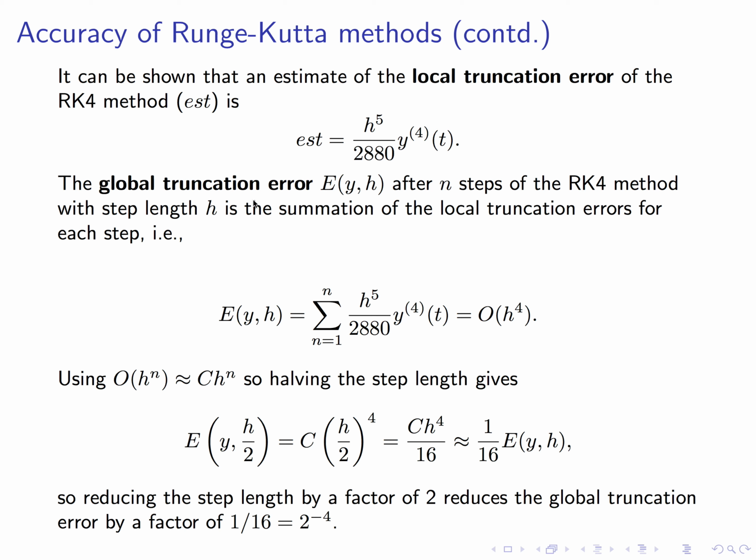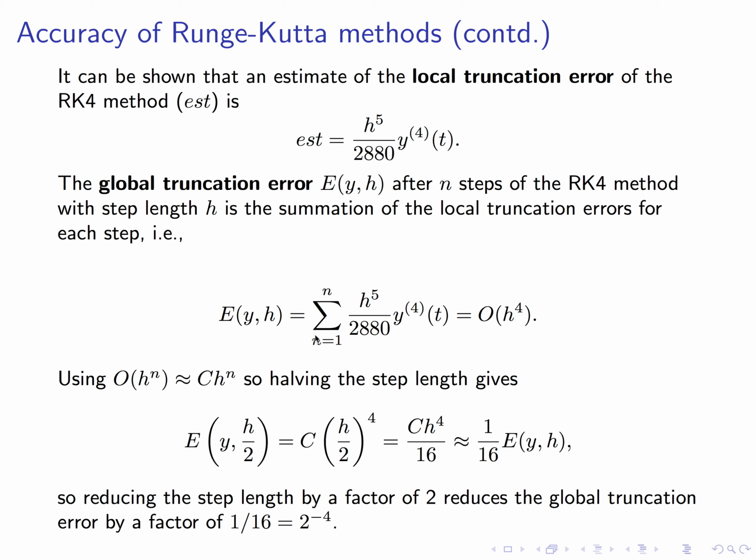Now the global truncation error, which is going to be denoted using big E, of the function y using some step length h, after n steps is simply the summation of the local truncation error over all the steps. So here we've got the summation from n equals 1 to n. What we're saying is this error is going to be equal to Big O h to the 4. So that means this is a fourth order error.